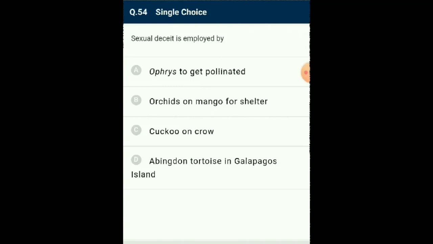The male bee perceives it as female and pseudo-copulates with the flower. In that process, it pollinates the flower. It shows an example of co-extinction and co-evolution. So the answer for this question is option A. Ovaries to get pollinated.